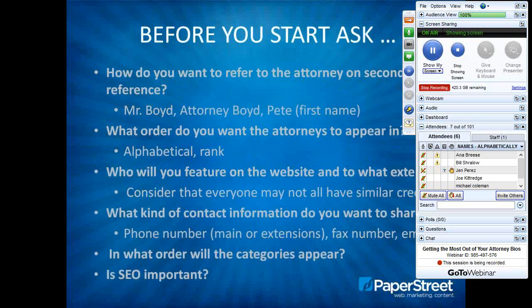What order do you want the attorneys to appear in? Most attorney pages are going to start from a drop-down menu, perhaps a landing page, even a list. So you have to decide, are you going to go in alphabetical order? Are you going to go by alphabetical order in first name? Are you going to go alphabetical last name? Or are you going to take more of a hierarchy approach, list the partners first, then counsel? To make those decisions. Who will you feature on the website?